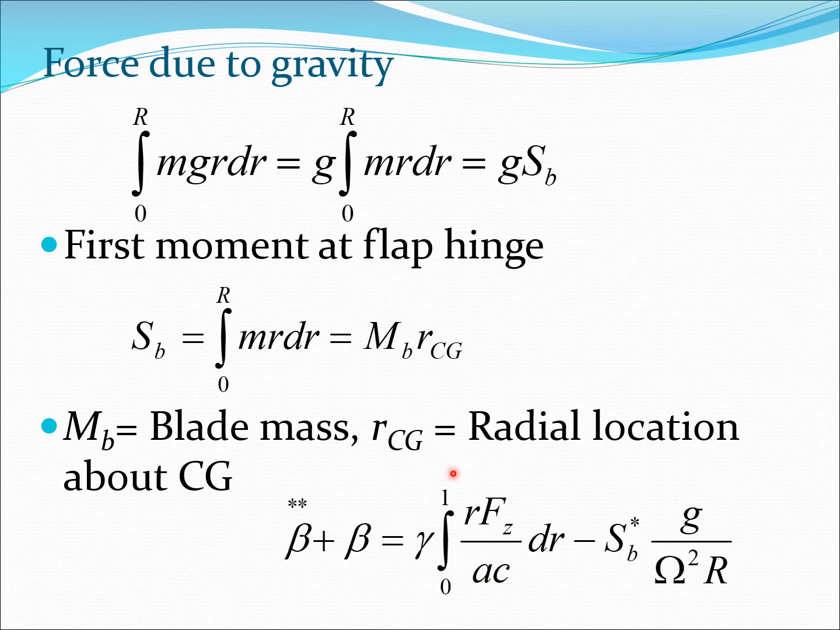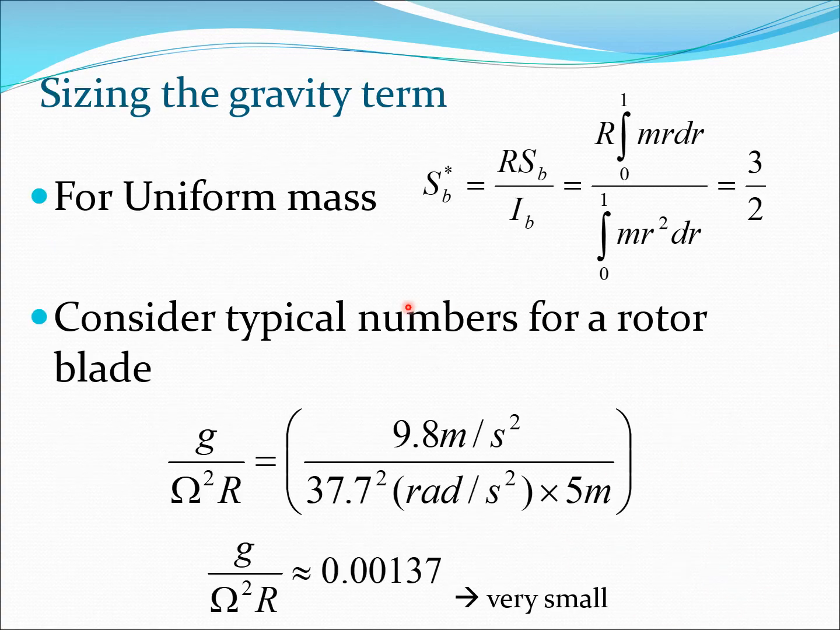Whereas the Fz here could be a dynamic term, that means it could involve time itself. Here it could be a function of psi, or in the previous equation it could be a function of time t. So now we are going to look closely at this equation and see the size of this term. So first let us look at SB star. SB star is RSB by IB, and I can write it in this form, and assuming a uniform mass I can pull m out of these integrals, and I can see that this is 3 by 2.